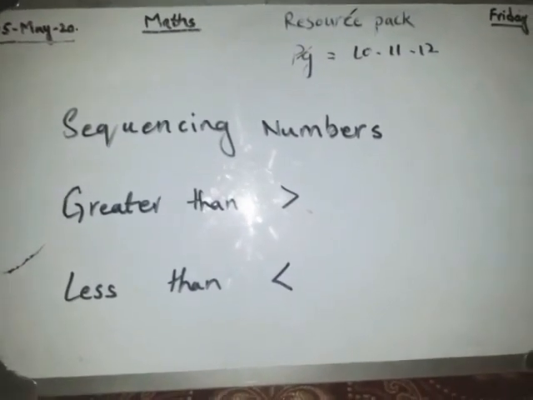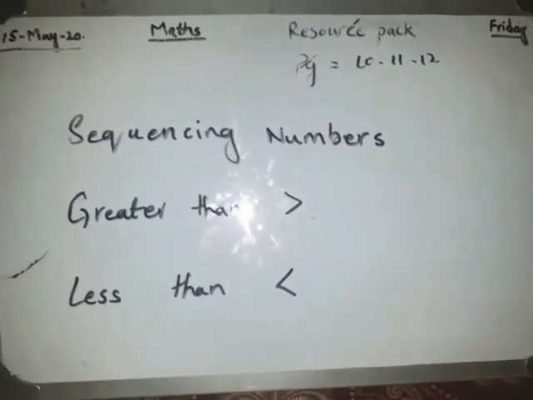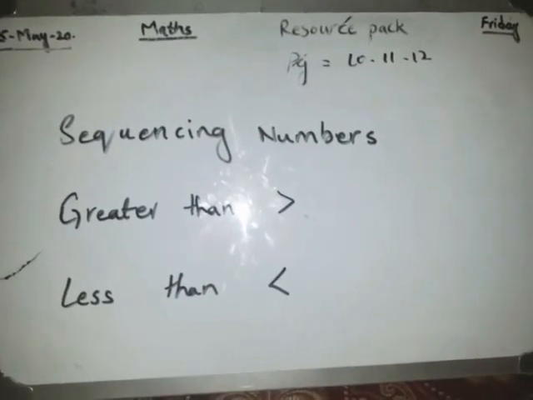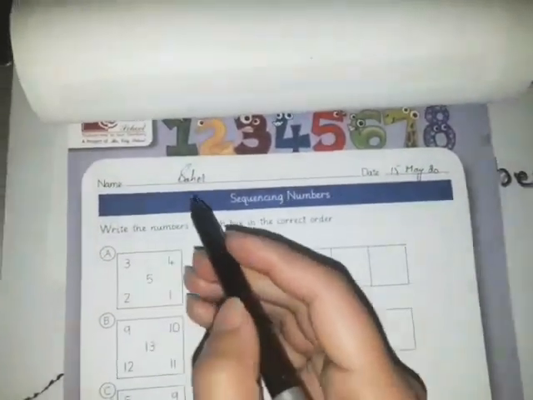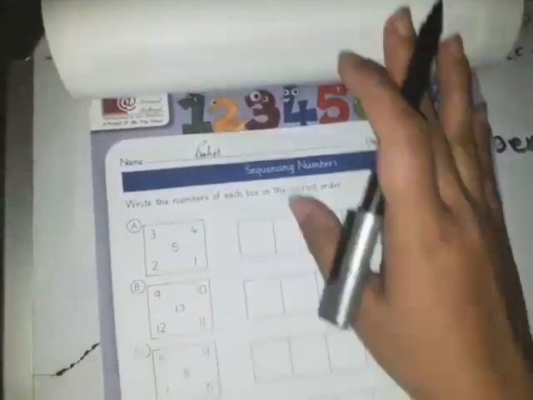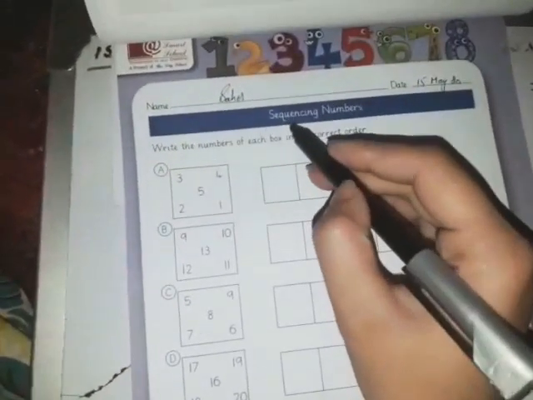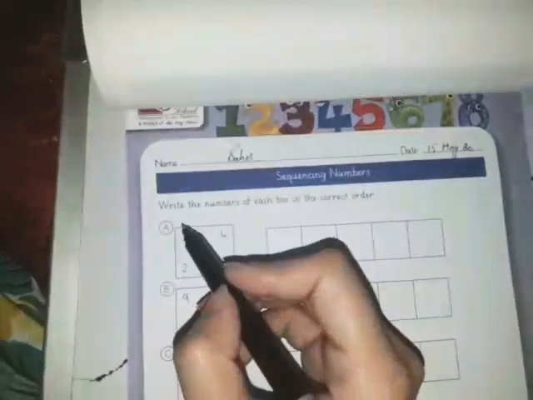Resource pack page number 10, 11 and 12. The topic will be sequence numbers, greater than and less than. Now look at your resource pack. Write your name and date here. The topic is sequence numbers. Question: write the numbers of each box in the correct order.